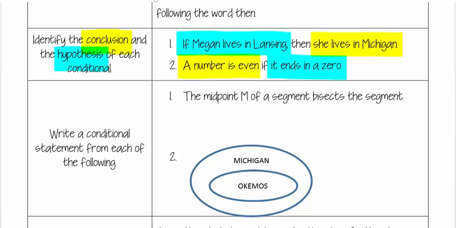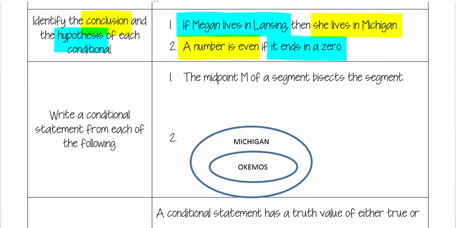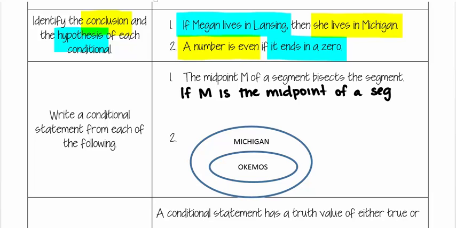The next kind of questions you'll get will ask you to write a conditional statement from a sentence or a word picture like we have down here. This first one asks us to write a conditional statement if I have something that says the midpoint M of a segment bisects the segment. Remember, we're just going to turn this into an if then. So we can say if M is the midpoint of a segment, then it bisects the segment.